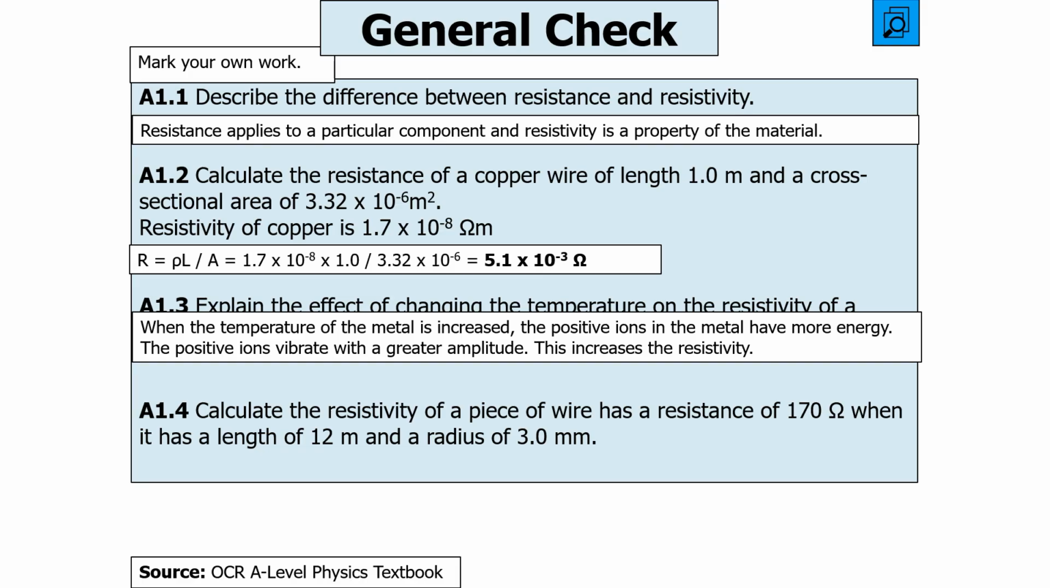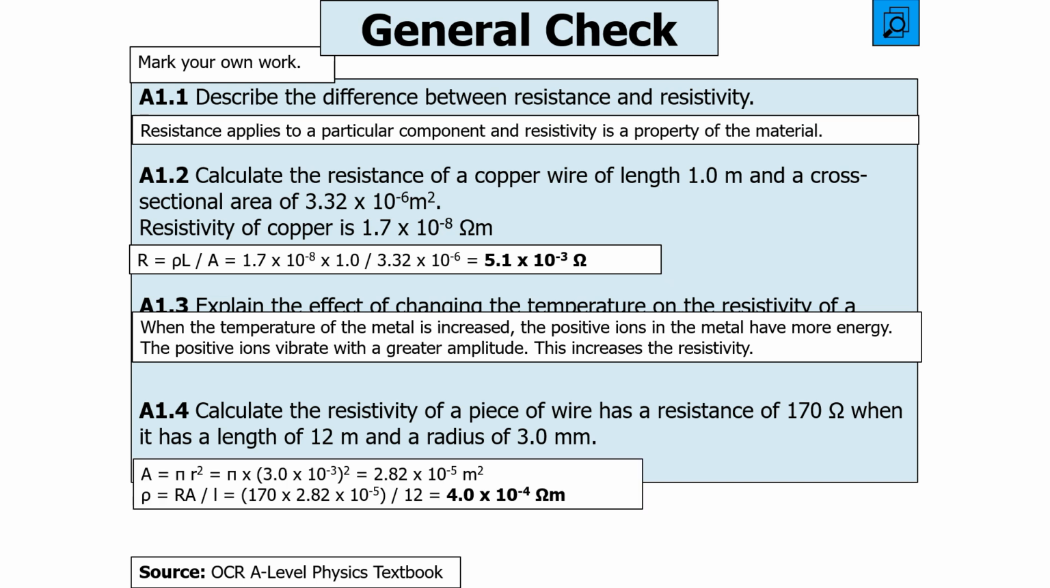Now this next question is going to be a bit harder. Now firstly, you need the area. So the cross-sectional area is pi r squared. Now we've got to change our radius of 3 millimeters into 3 times 10 to the minus 3 meters. We assume it's a circular cross-section, so therefore it's pi r squared, so it's 2.82 times 10 to the minus 5 meters squared. Now resistivity is resistance times by area over length. Pop in all the values, work it through, and it's 4.0 times 10 to the minus 4 ohm meters.